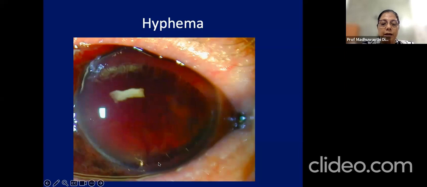So you have to be very careful to see whether that is there, because the problem with hyphema is they can have a recurrent bleed. And if the patient doesn't rest and is not treated, especially children, they can get recurrent bleeds. And the problem is the intraocular pressure can go up, and also if it is extensive, corneal staining can occur.